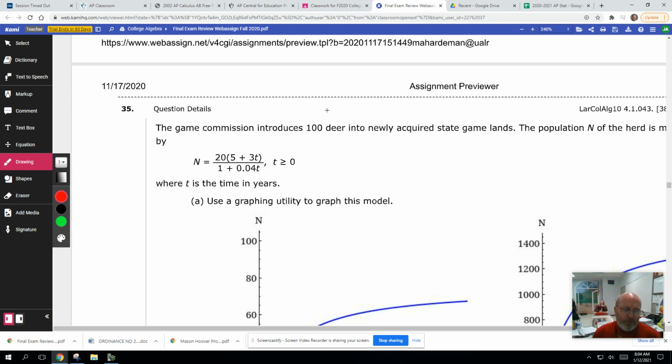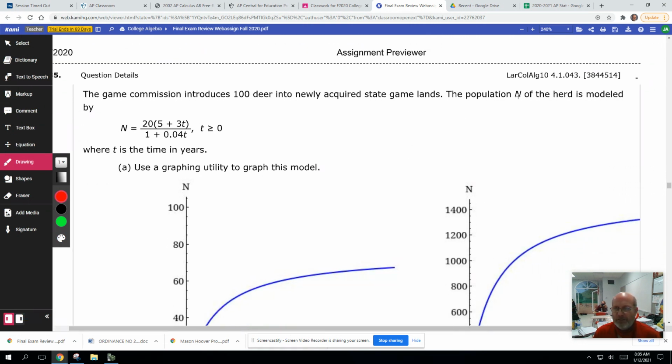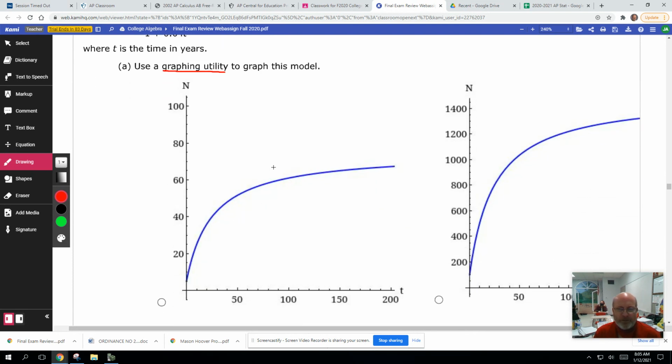Okay, UALR final exam review for college algebra, problem number 35. The Game Commission introduces 100 deer into newly acquired state game lands. Population N of the herd is modeled by this function here, where t is greater than or equal to 0. t is the time in years. Use a graphing utility, remember that means calculator, to graph this model.